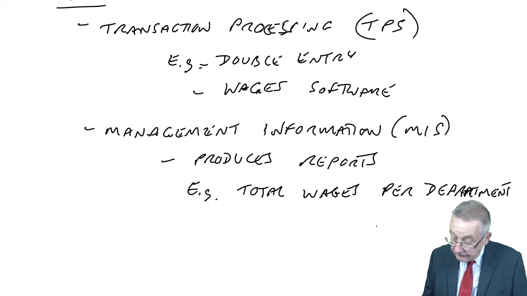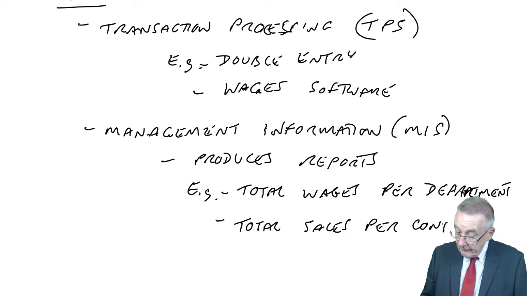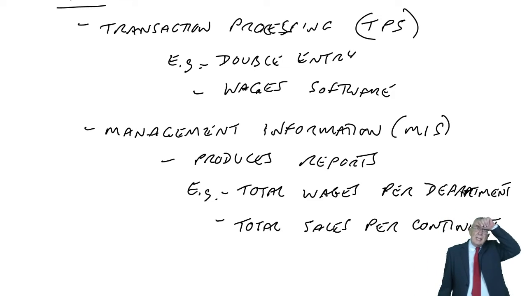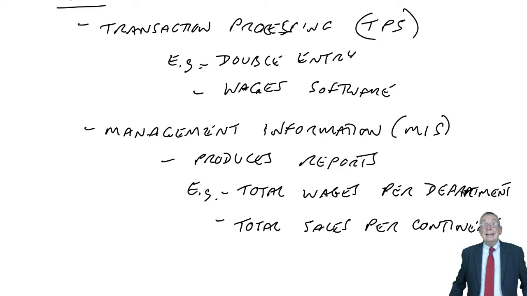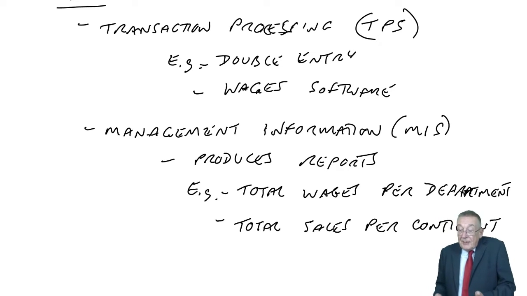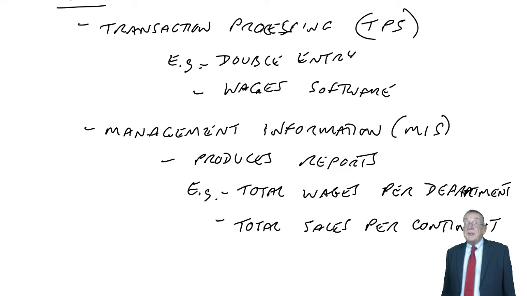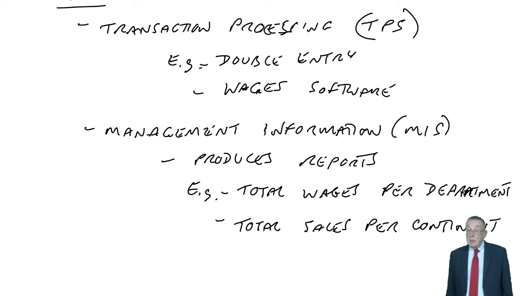Or another one maybe, total sales per continent. Maybe I'm not really interested each month in how much in each country, but I am interested in how much we're exporting to each continent. And again, there's no set reports. We decide what reports we need. But the MIS will then regularly, perhaps monthly, produce these reports.